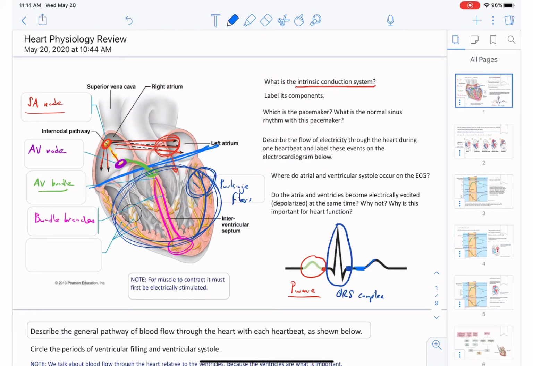And then we have this electrical event right there, which is the T wave. And that represents the repolarization of the ventricles. That's the ventricles resetting themselves electrically so they can be electrically stimulated again. Then some time passes. The SA node fires again, and the process repeats itself.